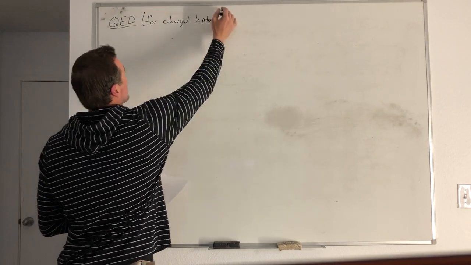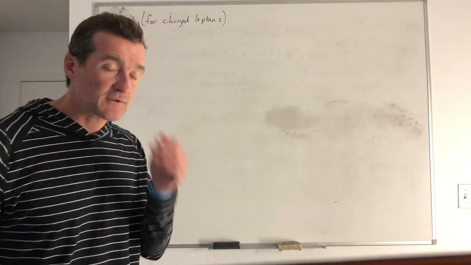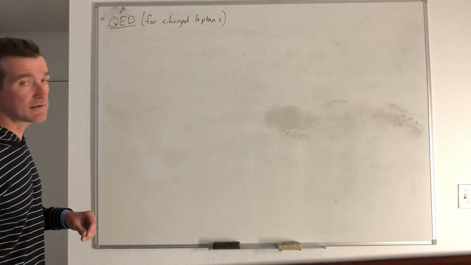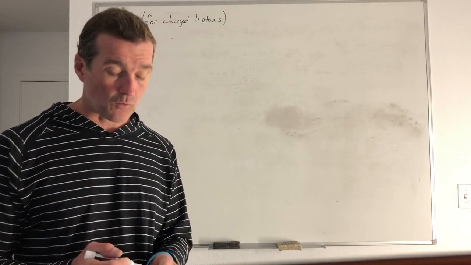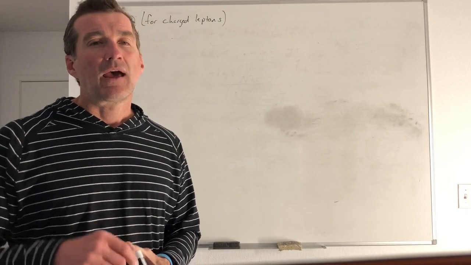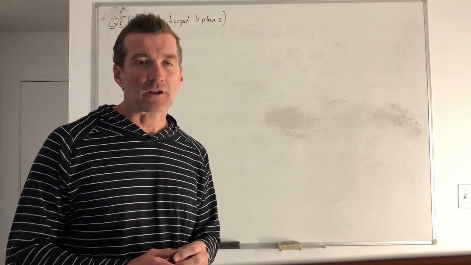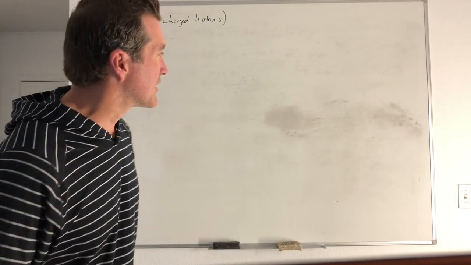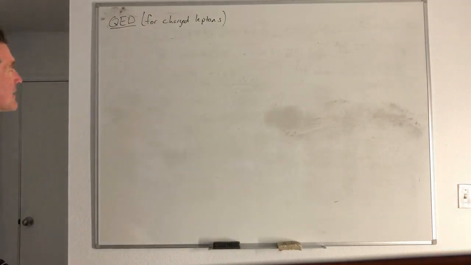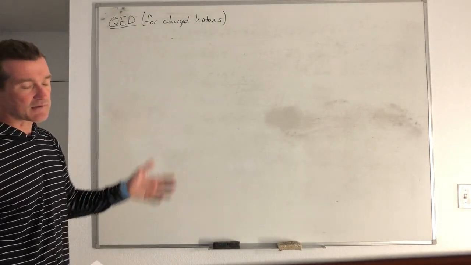So I'm going to give you some information that's very useful for charged leptons. These are electrons, muons, and tauons. You can certainly extend QED to quarks because quarks carry electric charge. However, one important thing to remember about quarks is that they carry fractional electric charge. So there's a little bit of a difference that you have to do when you're dealing with quarks, and we'll talk about that later. So for now, I'm just going to apply QED to the charged leptons.